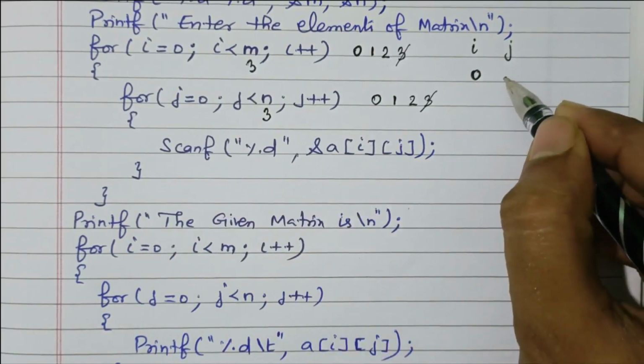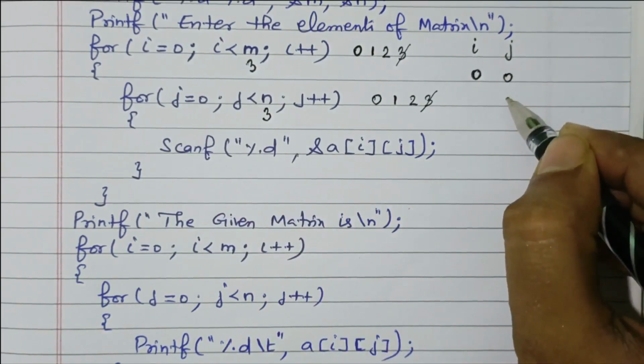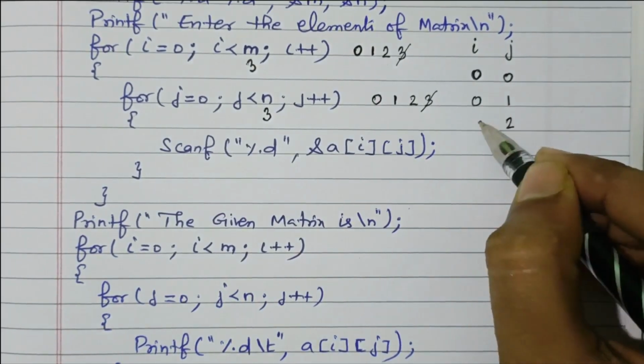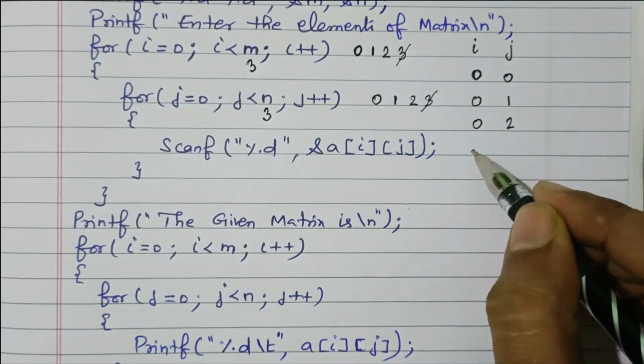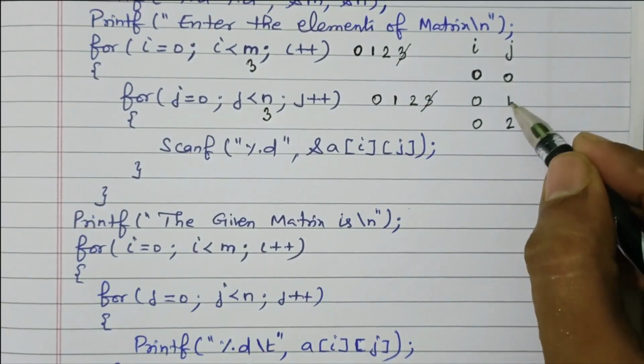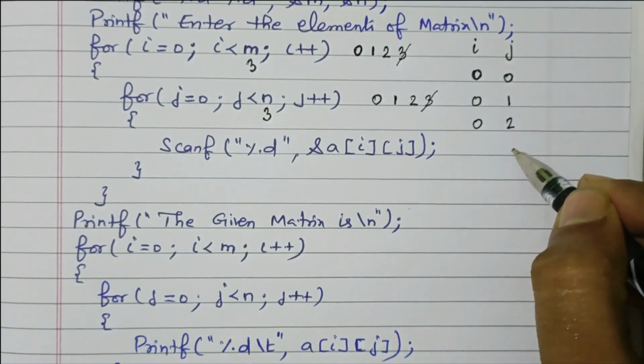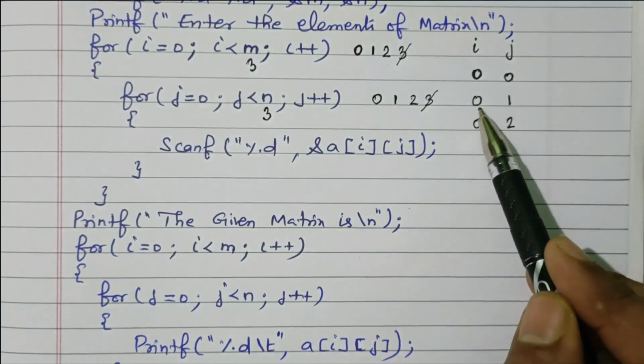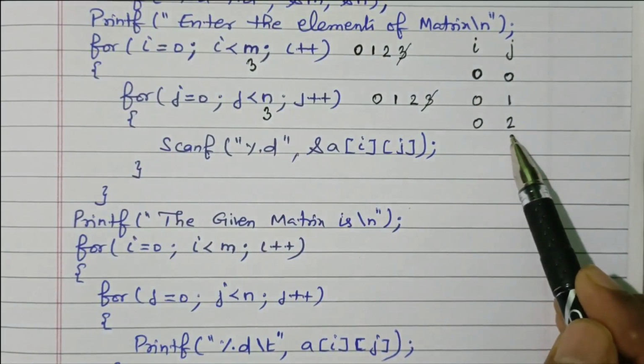Inner loop, what will happen? First J equal to 0, then 1, then 2, for the case I equal to 0 only, right? For J equal to 0, 1, 2. 3 means it is invalid, right? So I equal to 0, J equal to 0. I equal to 0, J equal to 1. I equal to 0, J equal to 2.